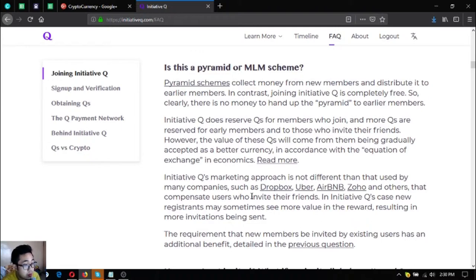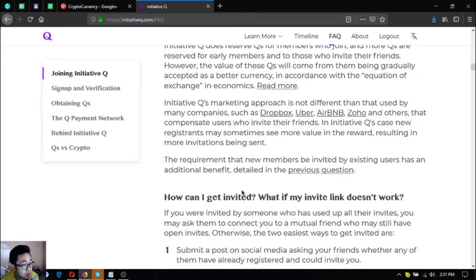Initiative Q does reserve Qs for members who join, and more Qs are reserved for early members and for those who invite their friends. However, the value of these Qs will come from them being gradually accepted as a better currency, in accordance with the equation of exchange in economics. Initiative Q's marketing approach is not different from that used by many companies such as Dropbox, Uber, Airbnb, Zoho, and others that compensate users who invite their friends. In Initiative Q's case, new registrants may sometimes see more value in the reward, resulting in more invitations being sent. The requirement that new members be invited by existing users has an additional benefit, detailed in the previous question.